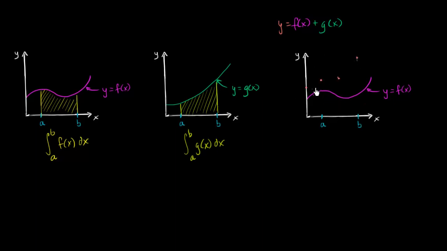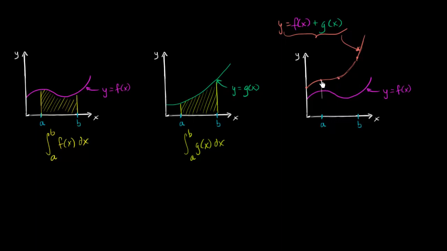So if I were to add the two, I get a curve that looks something like this. And maybe it just keeps on going higher and higher. So this is a pretty good approximation of the curve of f of x plus g of x. Now, an interesting question is what would be, well, we know how we can represent this area.